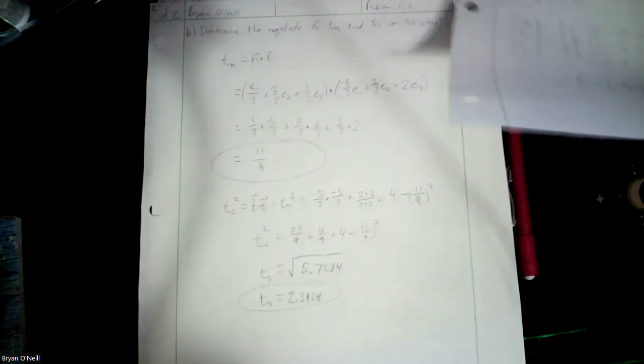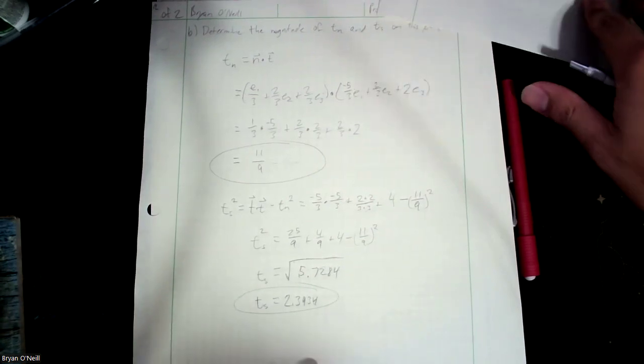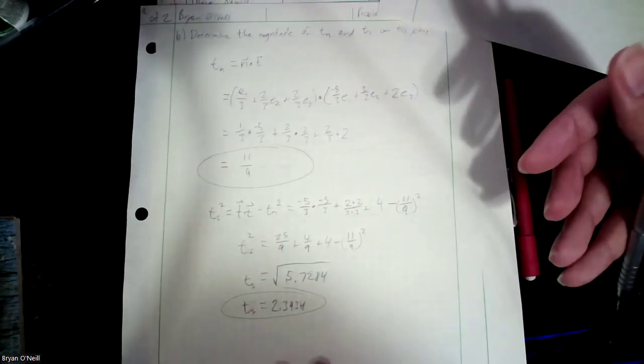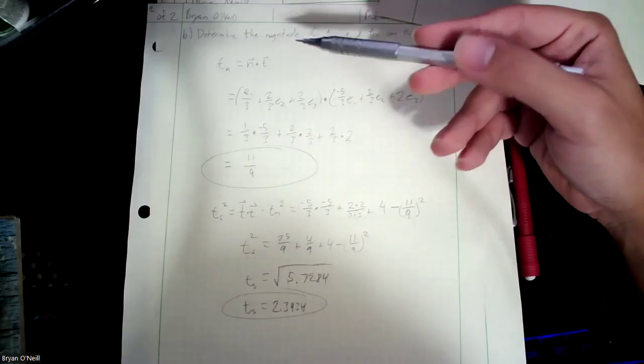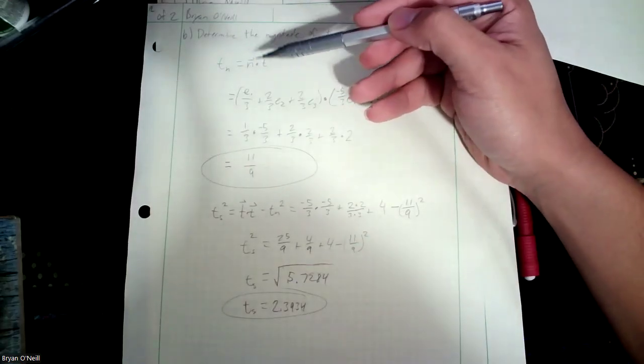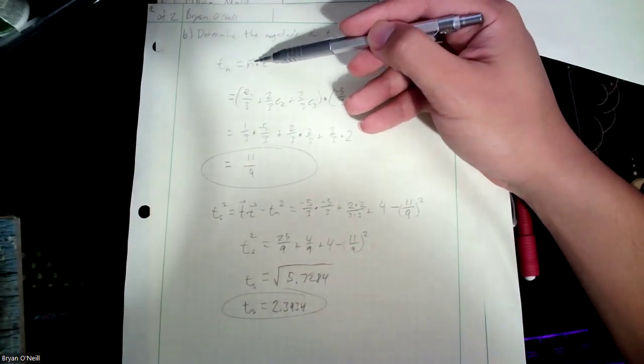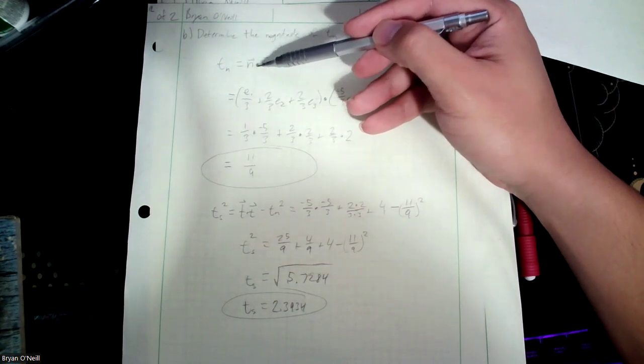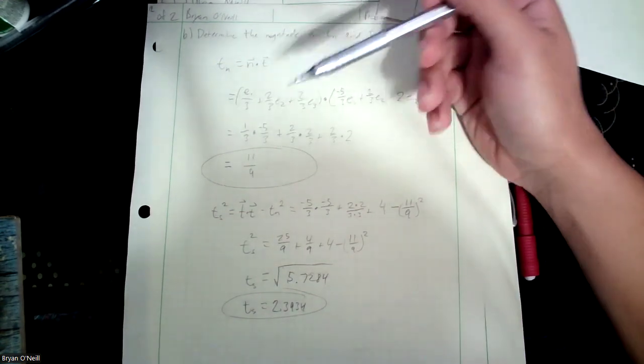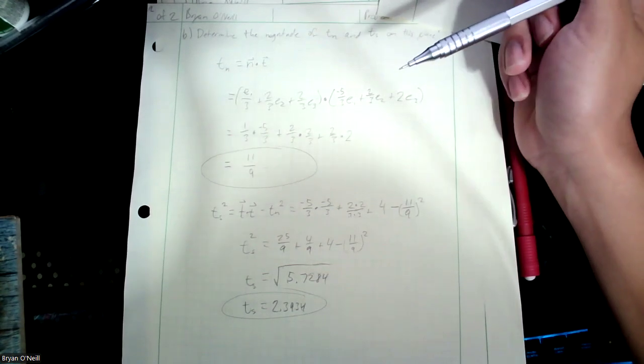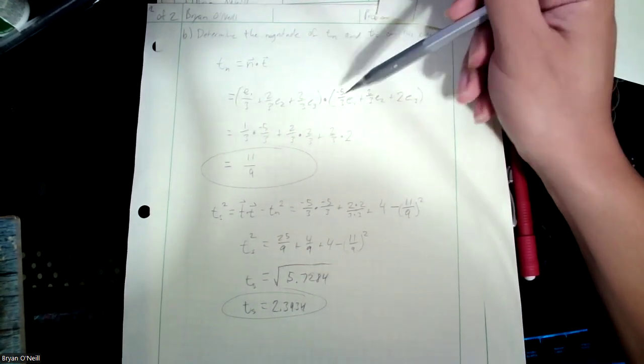Okay. So the next part is to determine the magnitude of Tn and Ts on this plane. So to do that, we set Tn equal to the n dot t using n and t that we just had. We get this equation here.